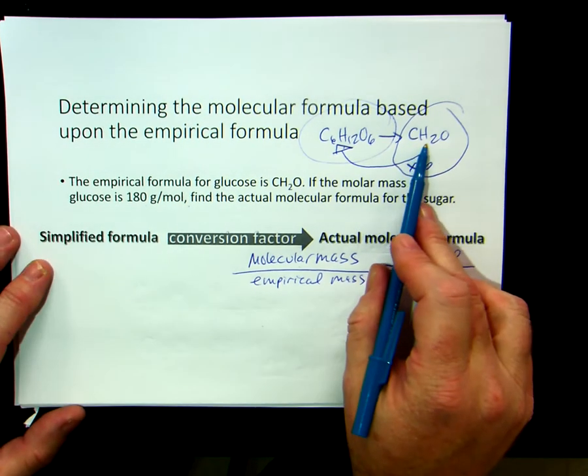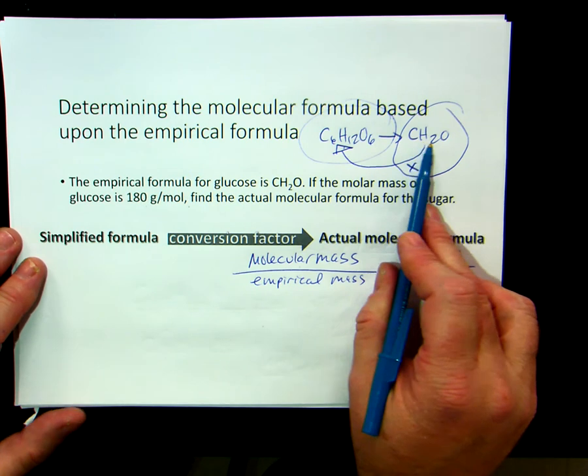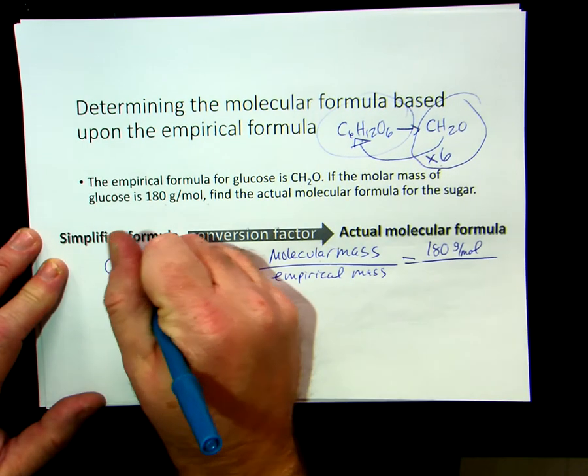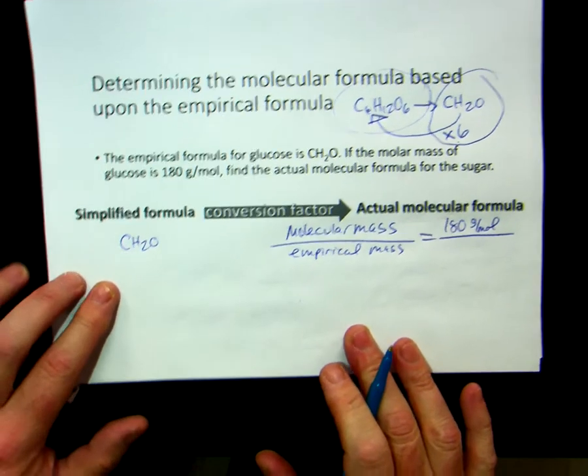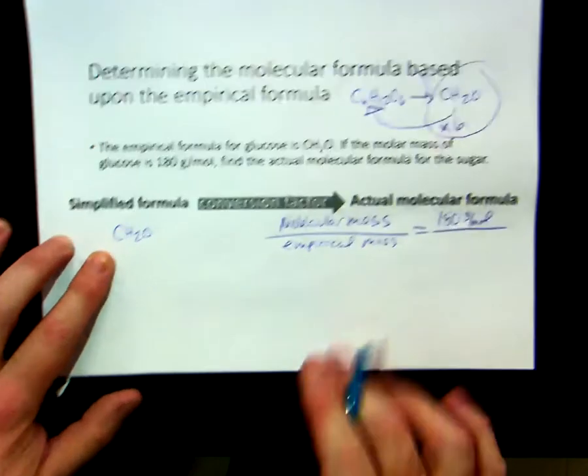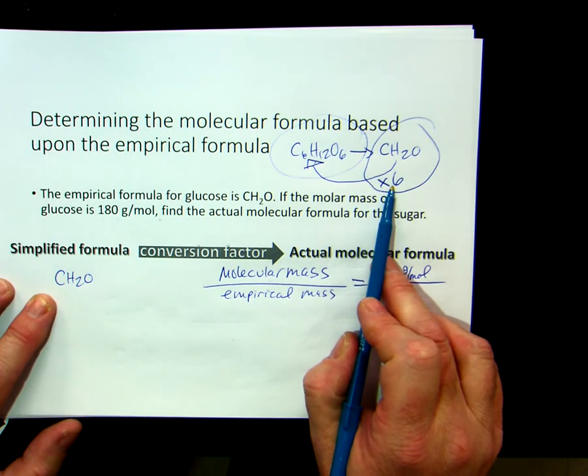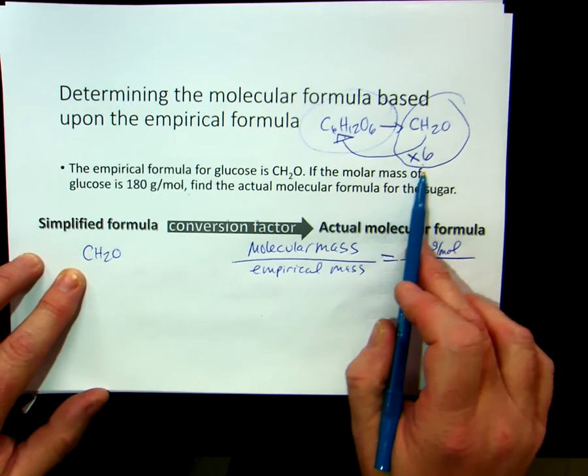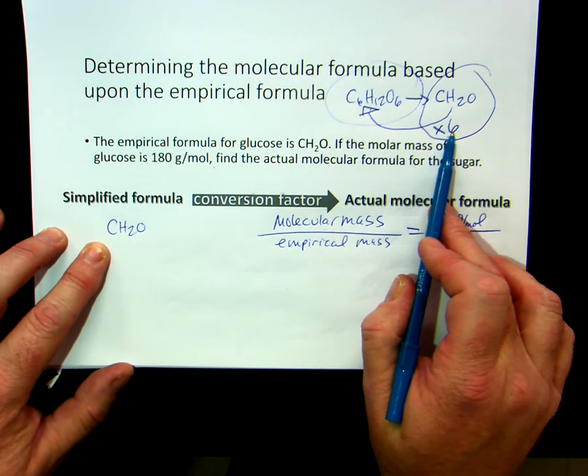I have determined at this point that the empirical formula is CH2O. And if I just quickly add this up, again, remember the conversion factor we know is 6. We know that's what it's going to be, but if we didn't, this is how you'd figure it out. That's only 1 sig fig.